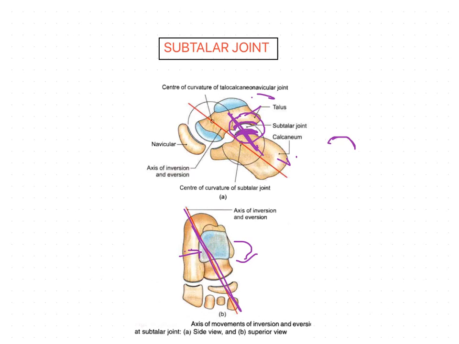The muscles which help in inversion are tibialis anterior and tibialis posterior, and the muscles which help in eversion are peroneus longus and peroneus brevis. For inversion, tibialis anterior and tibialis posterior. Okay, so these are all the movements which are taking place at the subtalar joint.